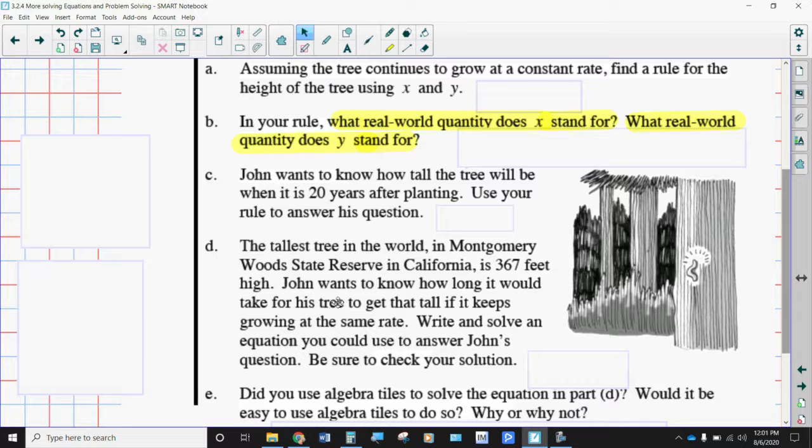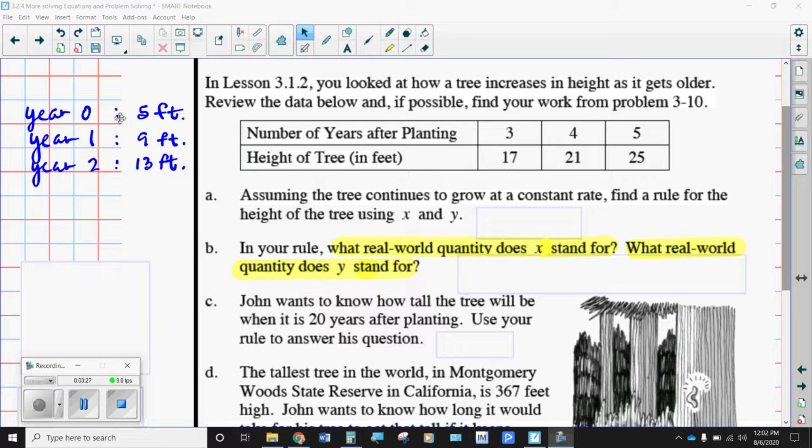Okay. So go ahead and answer questions A through D, and then we'll check the answers, and then we'll do part E together. I'll talk about how I would answer part E. Okay, so go ahead and pause, work through each one of these 4 problems, declare your answers, and then unpause when you're ready.